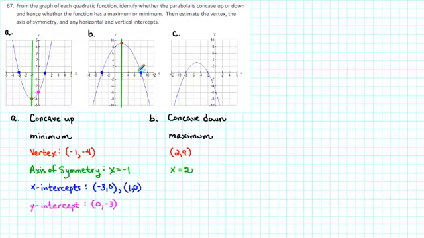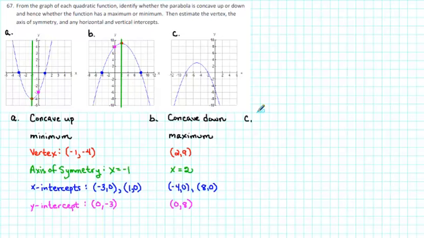The horizontal intercepts are the points where the graph crosses the x-axis. In this case, we see that the horizontal intercepts are -4, 0, and 8, 0. The vertical intercept is where the graph crosses the y-axis. In this case, we see that the graph crosses the y-axis at 0, 8. So the vertical intercept is 0, 8.